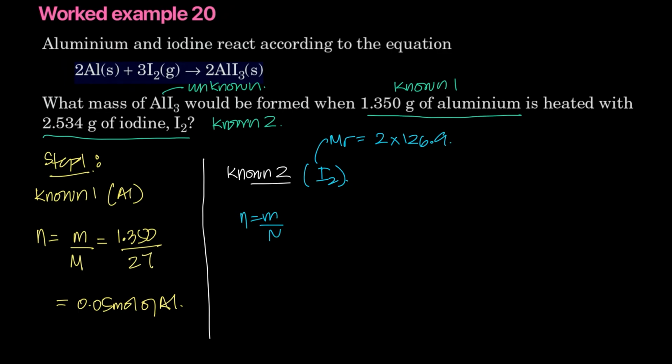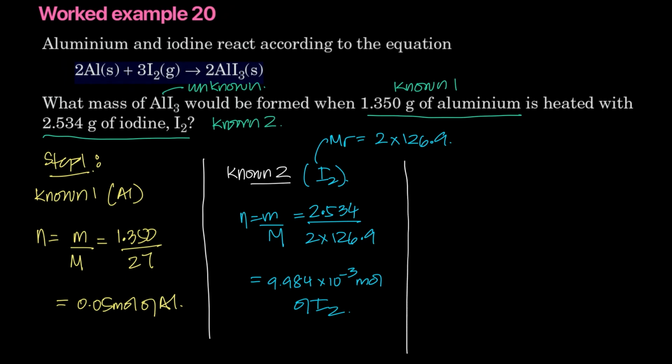So number of moles is mass over molar mass. The mass is 2.534, given to us. Molar mass is 2 times 126.9. Let's write that up for now. And this equates to 9.984 times 10 to the power minus 3. This is approximately 0.01, but I'll leave this value like 9.984, just to bring some complexity. So I have both my knowns.